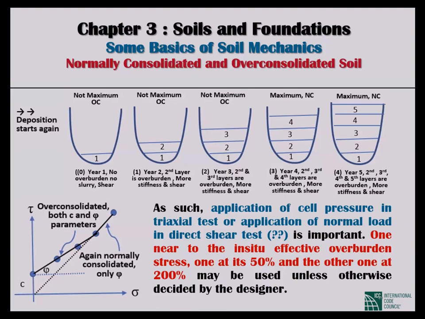So now, if you use a normal load less than the overburden pressure, the soil is over consolidated. For example, you are using three cell pressures, which are less than 120, then definitely you will be getting this line. You will be getting C and phi. But if you use all the normal loads higher than 120, you will be getting this line and you will never get C.